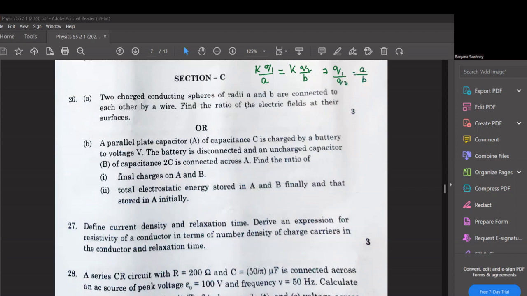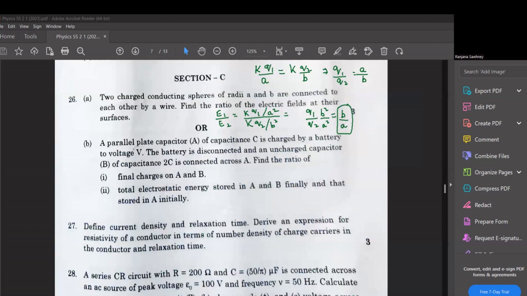Now the electric field is KQ upon R square. So the electric field of the first sphere to the electric field of the second sphere will be equal to KQ1 upon A square upon KQ2 upon B square. This comes out to be Q1 upon Q2 into B square upon A square. Q1 upon Q2 is A by B. So A upon B into B square upon A square. What do we get as the ratio? B is to A. Hence the ratio of the electric field is B is to A.